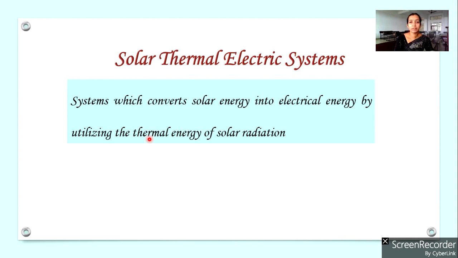So thermal energy of solar radiation can be used for producing steam. Using this thermal energy, water can be converted to steam, and this steam can be used for driving turbines coupled to generators. So either mechanical energy or electrical energy can be obtained as required.